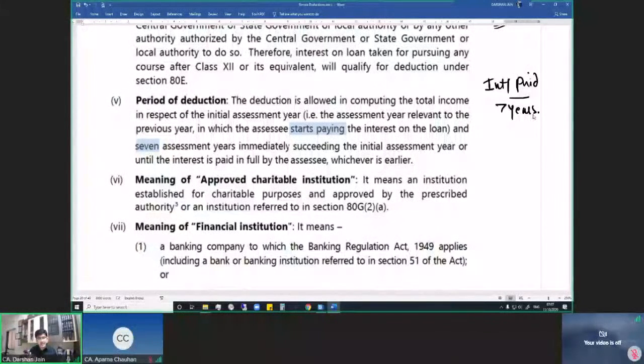The moment he starts paying interest, sometimes what happens, there is a gestation period which the banker gives. So he doesn't start paying interest immediately after taking the loan, because he'll have to first complete the education and thereafter start repaying the loan. In those cases, whenever the assessee starts paying interest, he can claim deduction in the year in which he starts, plus 7 years immediately succeeding the initial assessment year. So the overall period for which the interest could be claimed as deduction would be 8 years, including the initial year.